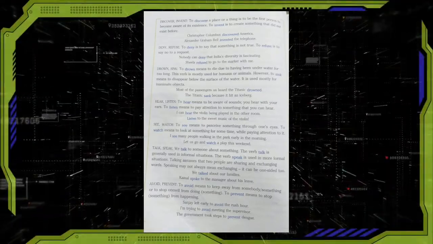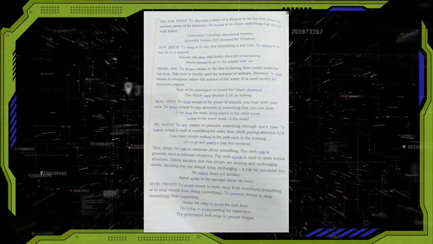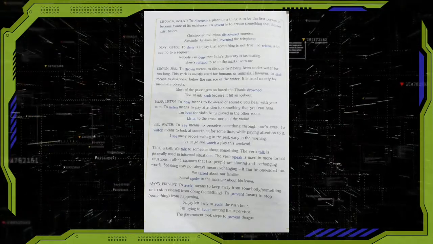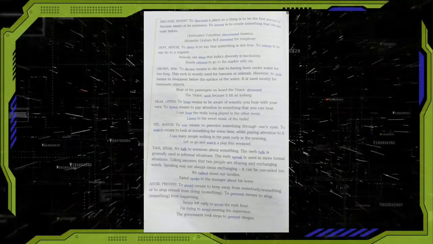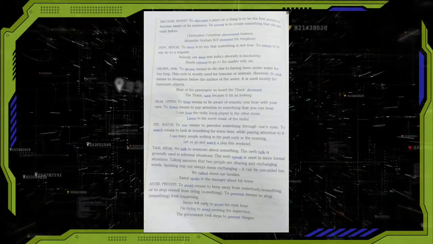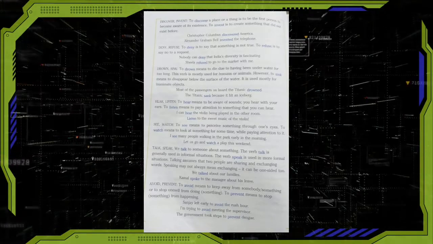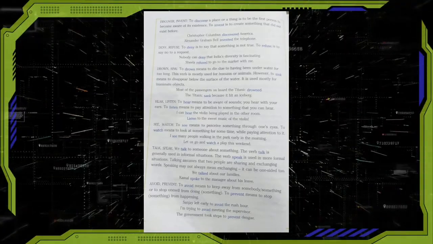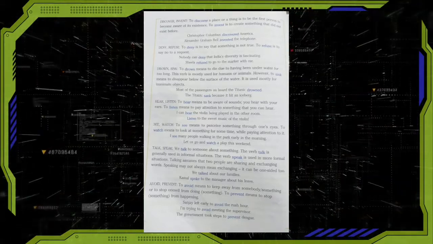For example, Christopher Columbus discovered America. Alexander Graham Bell invented the telephone. Next one is deny, refuse. To deny is to say that something is not true. To refuse is to say no to a request. For example, nobody can deny that India's diversity is fascinating. Sheila refused to go to the market with me.